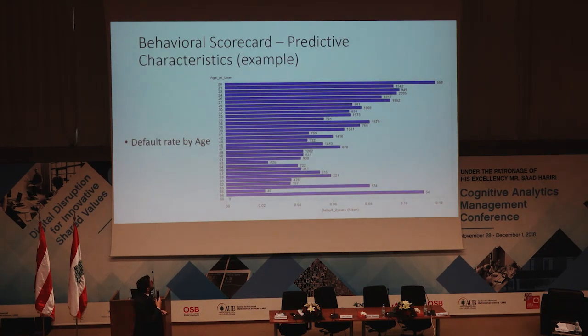One example of a predictive characteristic is age. Here you can see the trend of age. The older the customer, the lower the bad rate. The bad rate is decreasing. Then in the mid-50s, the trend reverses into an upward trend due to a higher probability of unemployment, health problems, death, and so on.